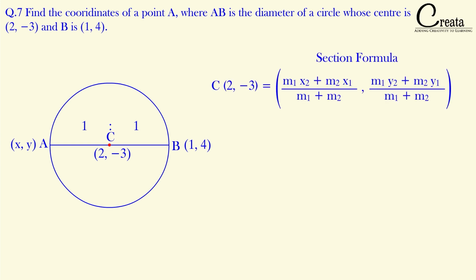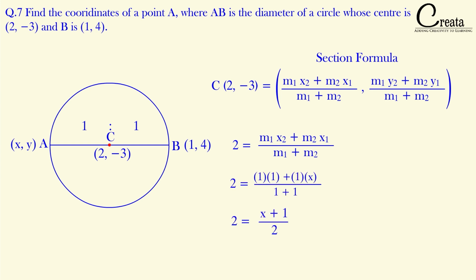Let's apply the section formula. Firstly, we will take the x coordinate. So on putting the values, we got 2 is equal to (x + 1)/2. Here x is a variable. Let's find the value of x. On solving, we got x as 3 units.